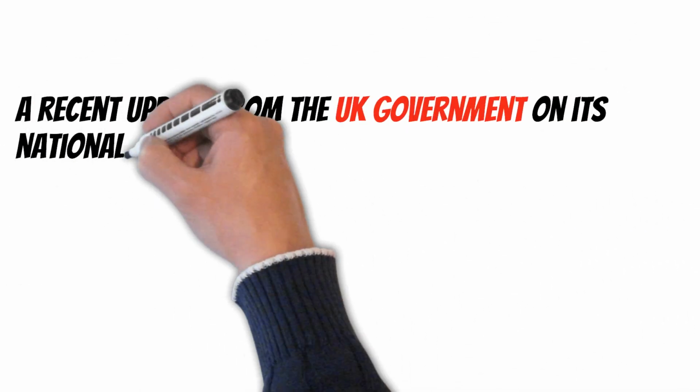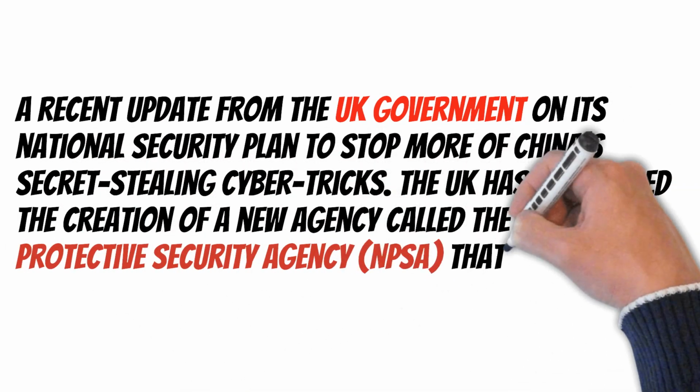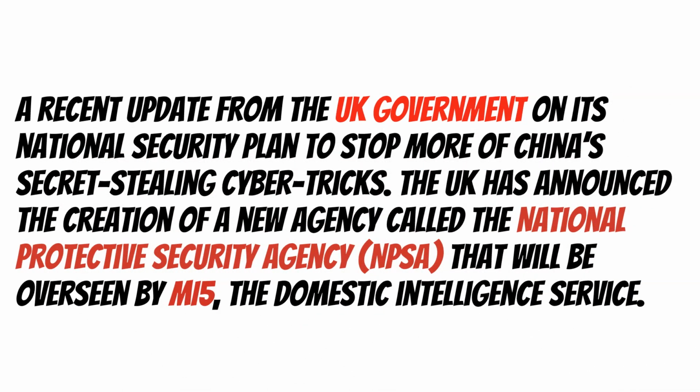Finally, we are going to talk about a recent update from the UK government on its national security plan to stop more of China's secret stealing cyber tricks. The UK has announced the creation of a new agency called the National Protective Security Agency, NPSA, that will be overseen by MI5, the Domestic Intelligence Service. The NPSA is part of the UK's Integrated Review, which is a comprehensive assessment of the country's security and international policy. The Integrated Review also includes an integrated security fund that will provide £1 billion for economic and cybersecurity, counter-terrorism and human rights.